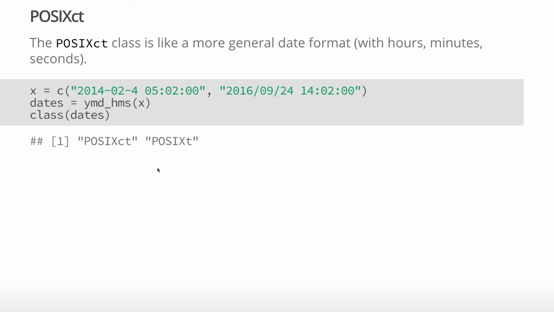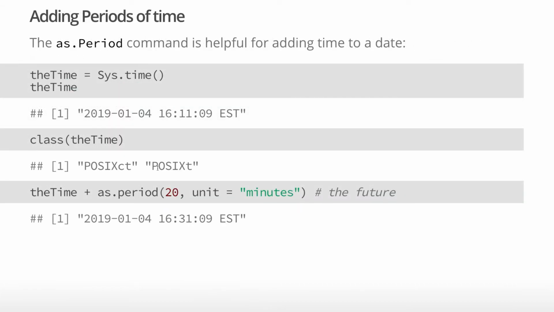And again, if you check the class, it's not going to say specifically date. If it is just days, not hours, minutes, seconds, it will almost always say the class is date. When you have hours, minutes, and seconds, it's going to say this other format, POSIXct. So just know that that has dates with times. There's a function Sys.time in R, and when we ran this, it was January 4, 2019 at 4:11 p.m. and 9 seconds Eastern Standard Time. So if you check the class, it's POSIXct.